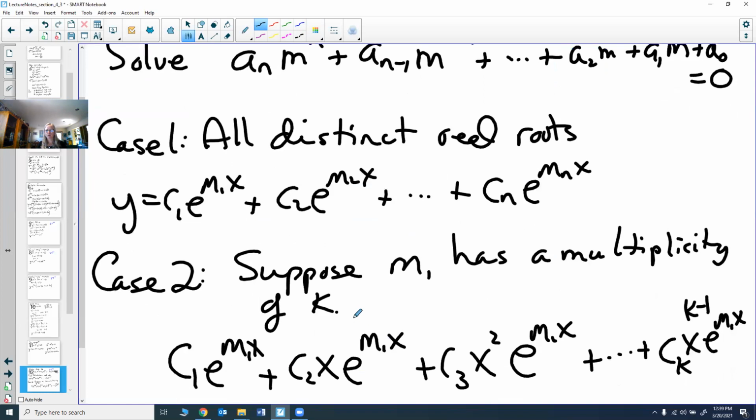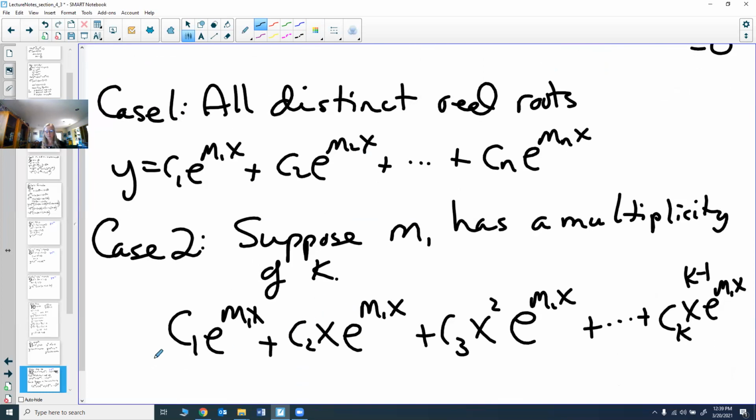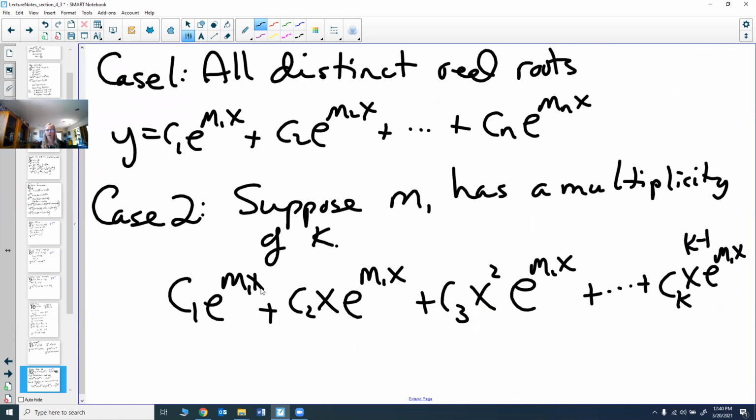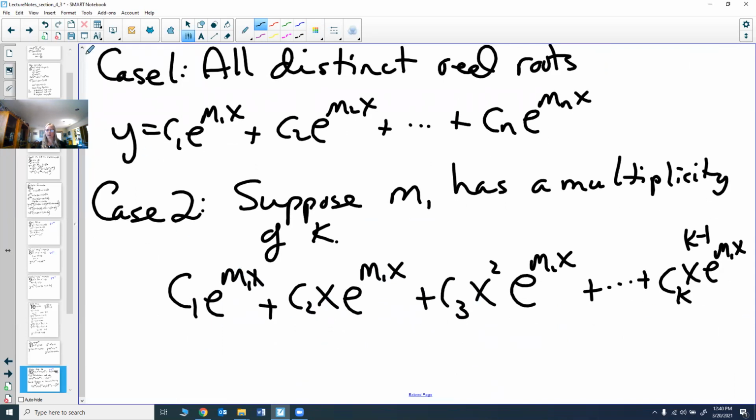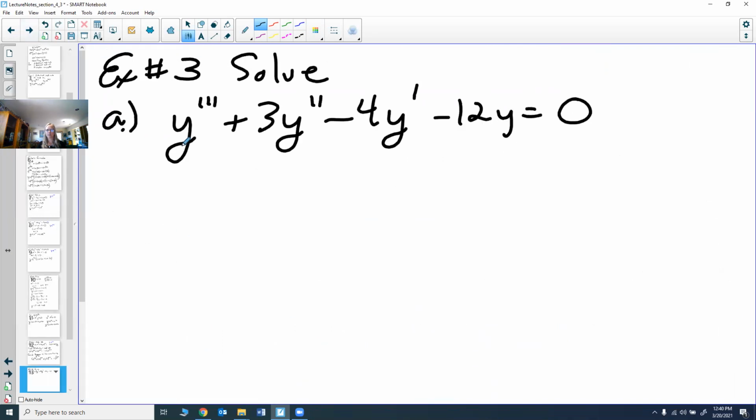If your m1 has multiplicity of k, then you get c1 e to the m1x plus c2 x e to the m1x, and then plus c3 x squared e to the m1x, and keep going up until you get to the term right before that. So x to the k minus 1, whatever that is. So you just keep going till you get to 1 less than whatever your multiplicity is. And so that's what that would look like if you had that multiplicity. And you can have different combinations of these.